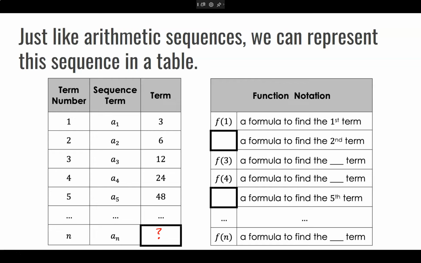What would the function notation be if it was a formula to find the second term? F of 2, good. So what would it be if I was finding the fifth term? F of 5, beautiful. So that means F of 3 is a function notation to find which term? The third. F of 4, the fourth, beautiful. And what if it was just F of n? The nth term, yeah. It means anything. That would be an equation that works for anything in the sequence. Not one particular piece, but the entire thing.